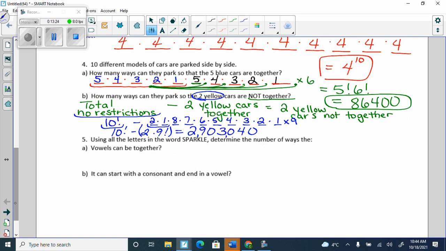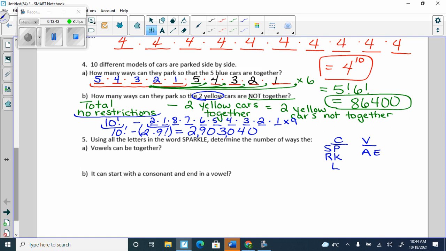S-P-A-R-K-L-E. It has 7 letters. I double check because so many people get questions wrong because they'll put 6 or 8 by an oopsie, and that would really suck. Okay, so we don't want to do that. Then what I like doing is consonants. It has S, P, R, K, and L. And then vowels, it has A and E.